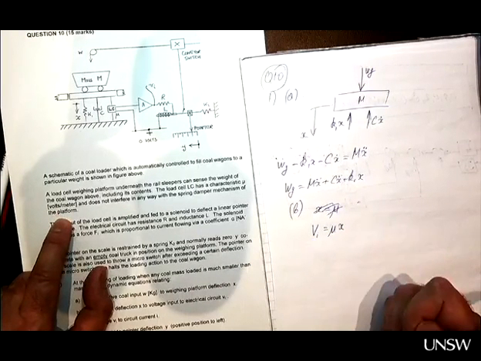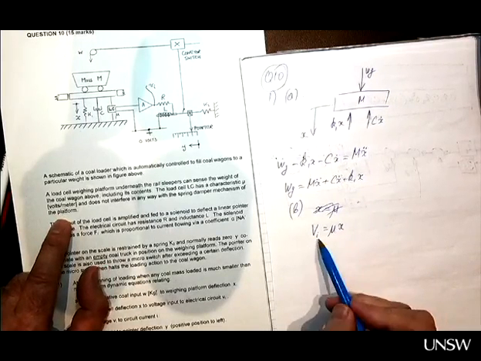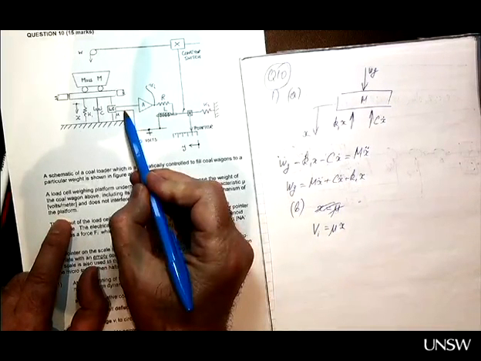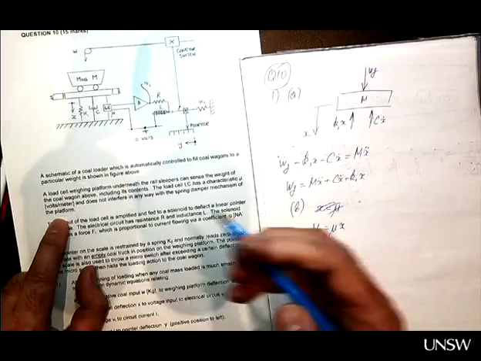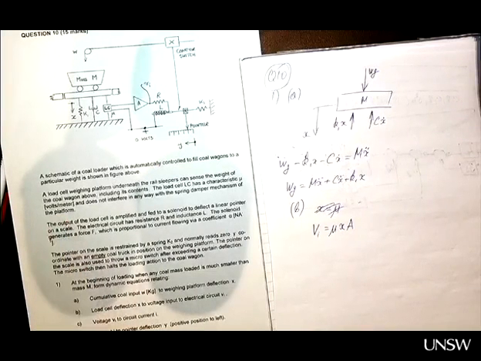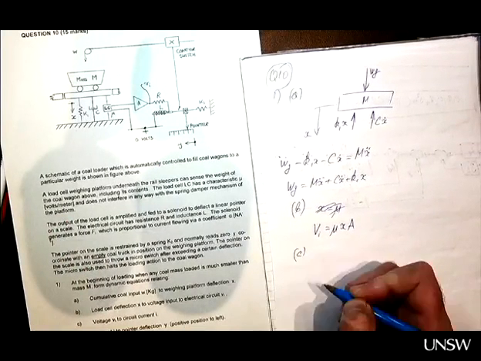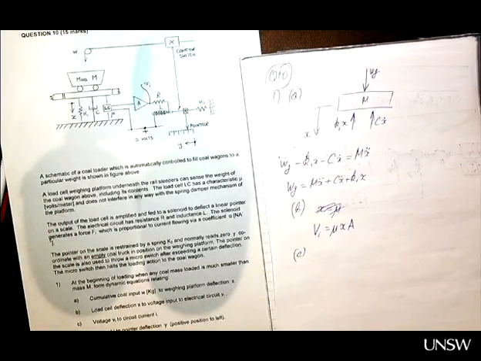So this voltage VI equals mu X is the voltage here. After the amplifier, it is times A. That's it. That is the equation. It's a zero order differential equation. There are no differentials.